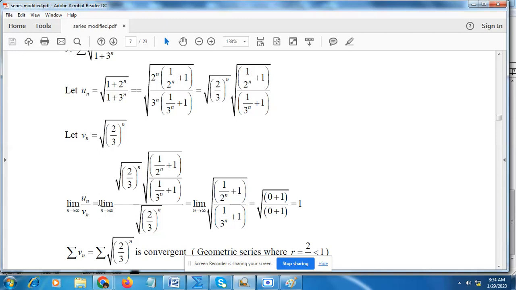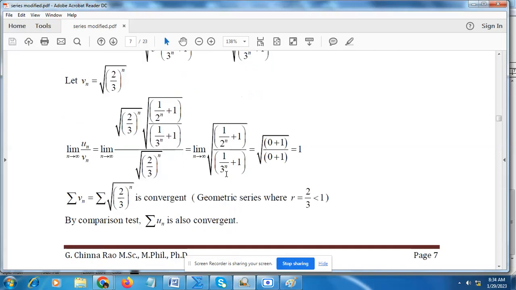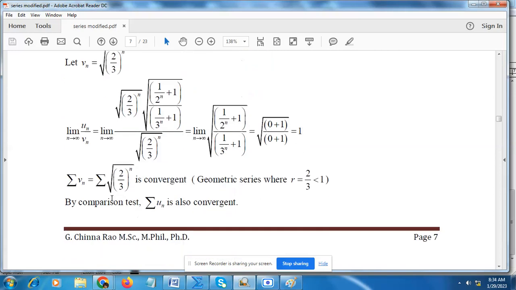Un by Vn as n tends to infinity, finally we have 1, because 1 by 2 power n is 0. R is equal to 1 by 2, which is less than 1. According to the geometric series, limit of r power n as n tends to infinity is 0 if r is less than 1, and infinity if r is greater than 1. You remember that. Okay, which is not equal to 0.